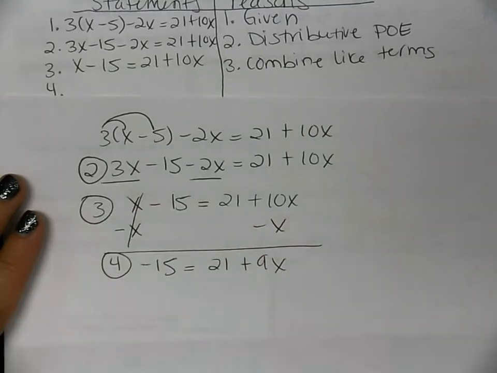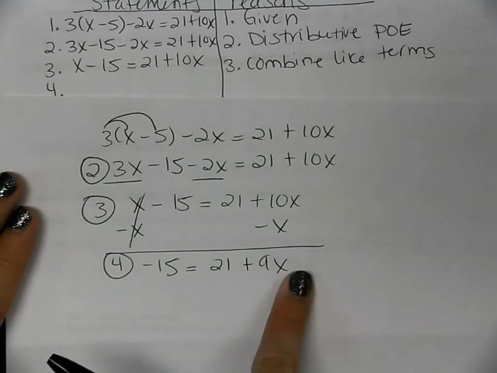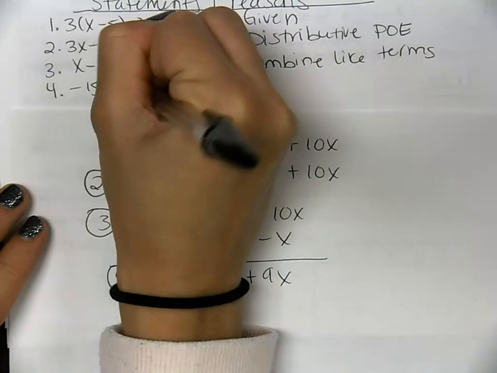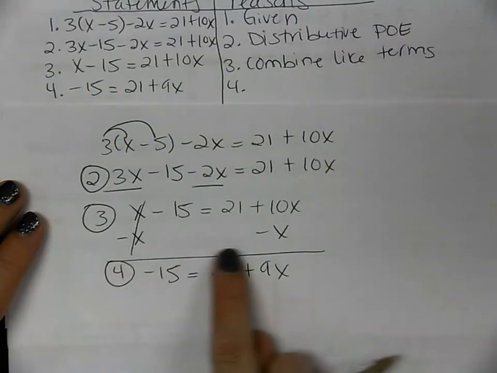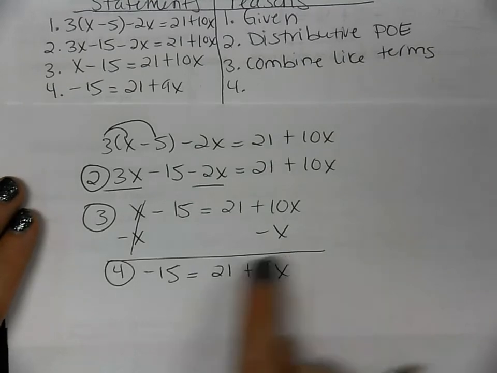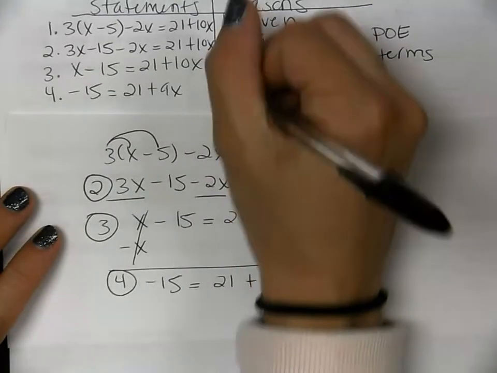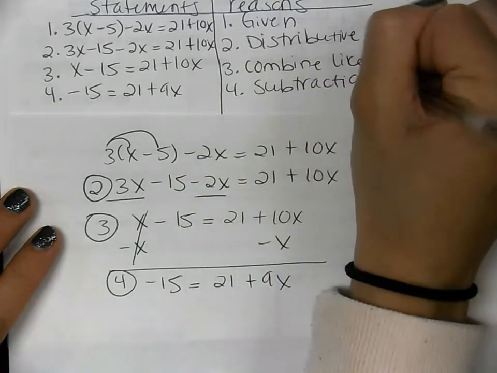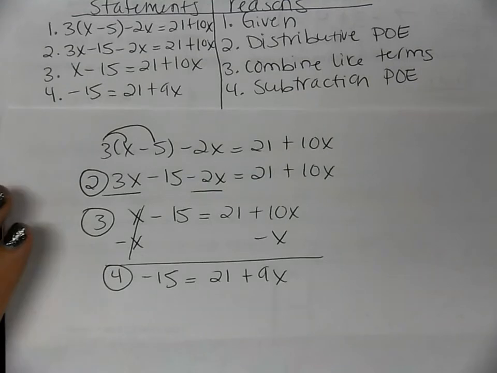What you end with after you do something algebraically is your next statement. So this is my next statement, negative 15, 21 plus 9x. And since you guys told me to subtract from both sides, I would write for my reason subtraction property of equality. Just ask yourself what you're doing to solve, and that's literally going to be your reason, okay? So subtraction property of equality.